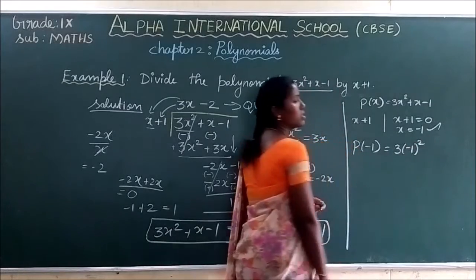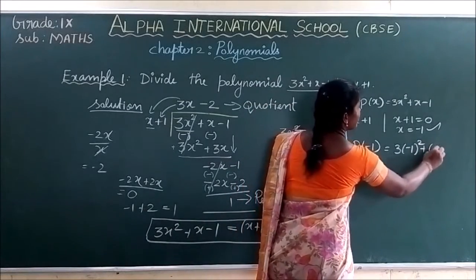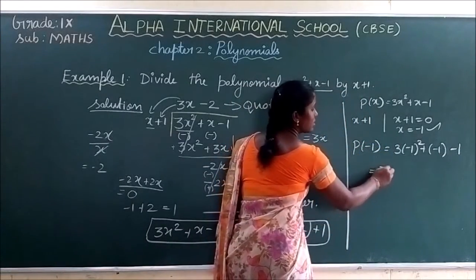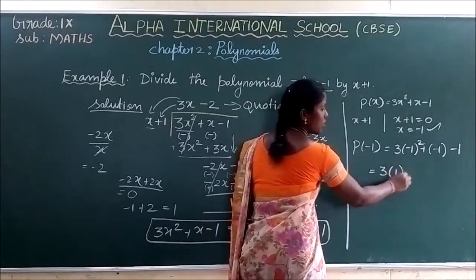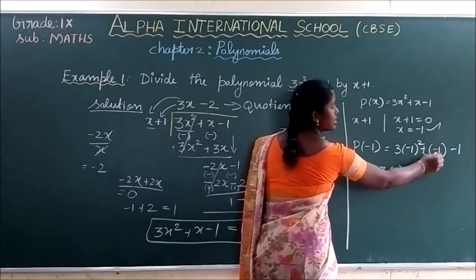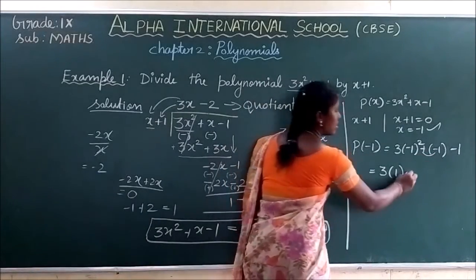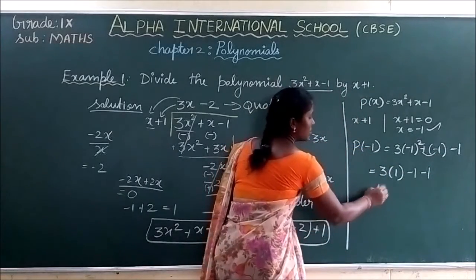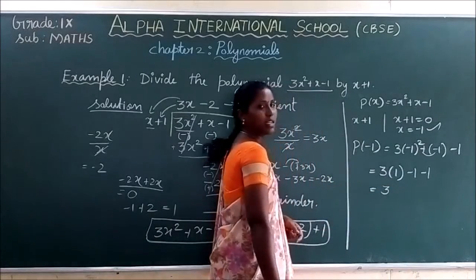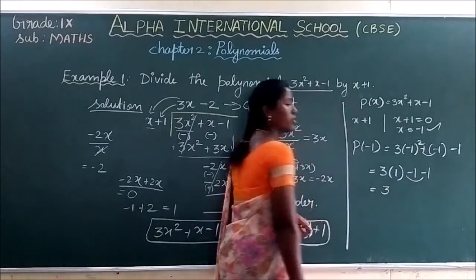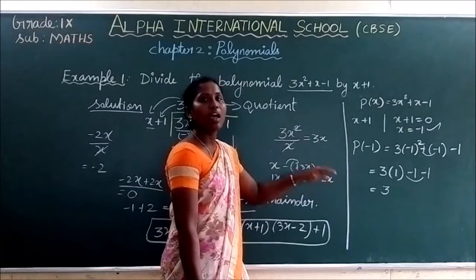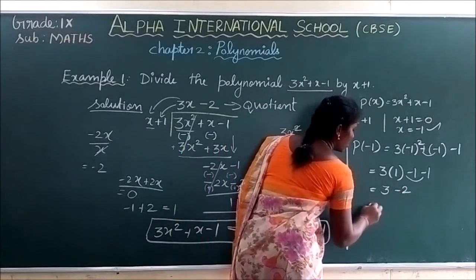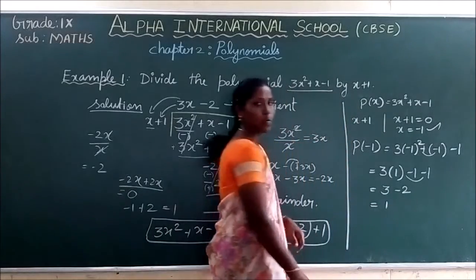So 3 into (-1) whole square plus (-1) minus 1. Now solve it. (-1) whole square is 1, and multiply the sign: plus into minus is minus 1. Already a constant, minus 1 is there. Now 3 into 1, what is the value? 3. Minus 1 minus 1: if minus minus, you have to add and put the sign minus. So it is minus 2. 3 minus 2, the value is 1.